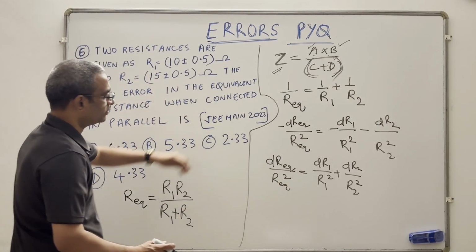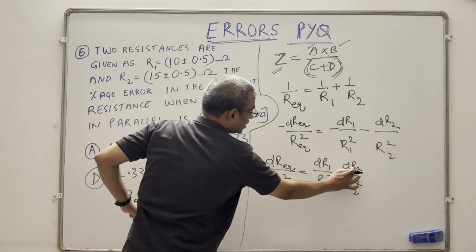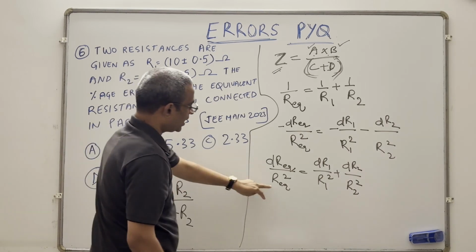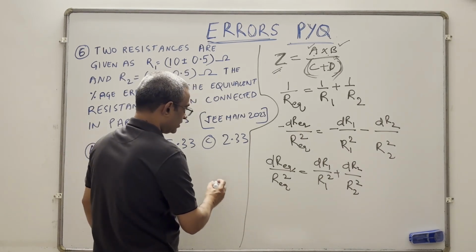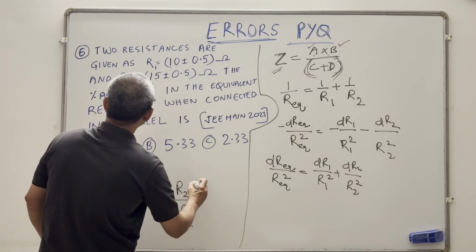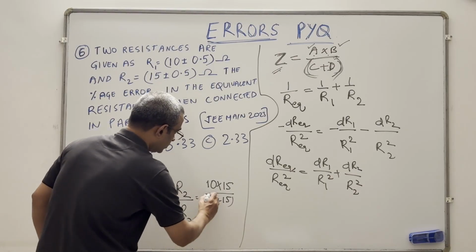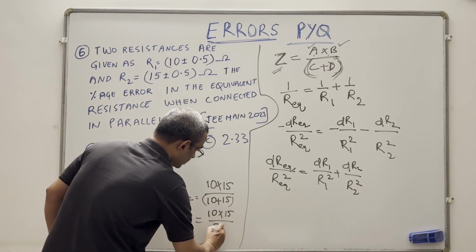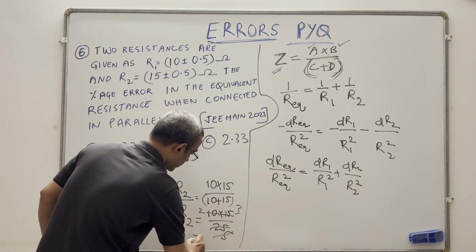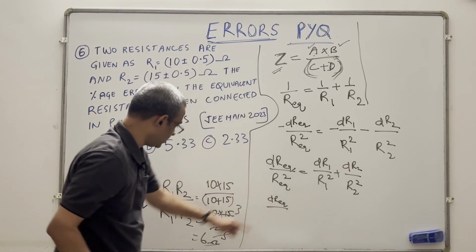So now if you look at this equation, what is the variation in R1? We have variation 0.5. What is the variation in R2? We have 0.5. R1 is 10 and R2 is 15. And if we find out R equivalent, what do we get? Using this formula, R equivalent is equal to 10 into 15 by 10 plus 15. So that is equal to 10 into 15 by 25, 5 5s, 5 3s, 5 2s. So we have 6 ohms.